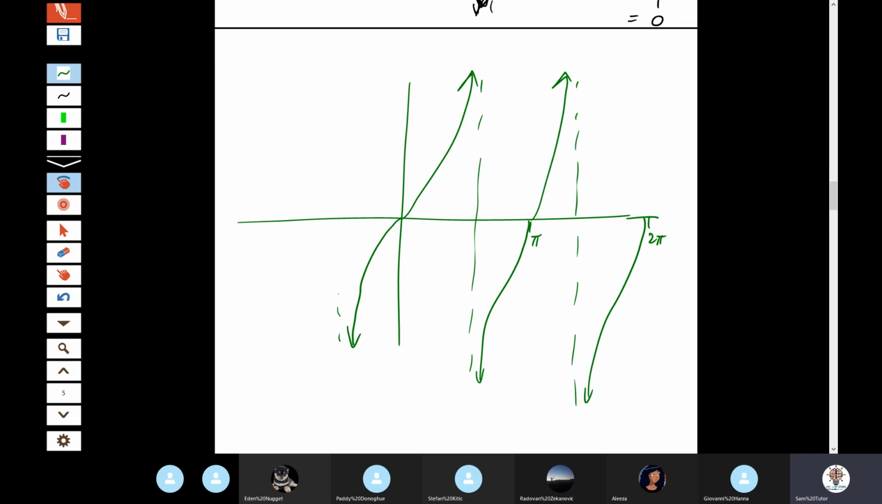There's this side, asymptote, and that would be negative pi. I'm not going to continue any more than that. Let's leave it at that now. Is that okay? That's y equals tan. Let's draw y equals cot.